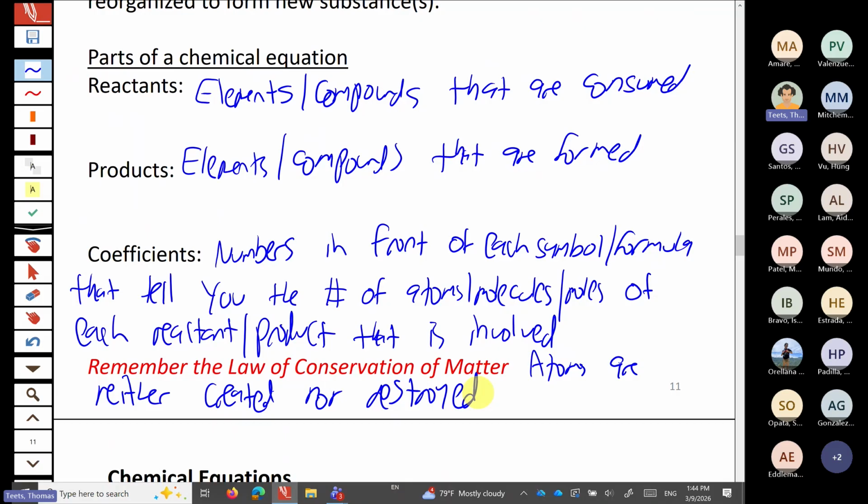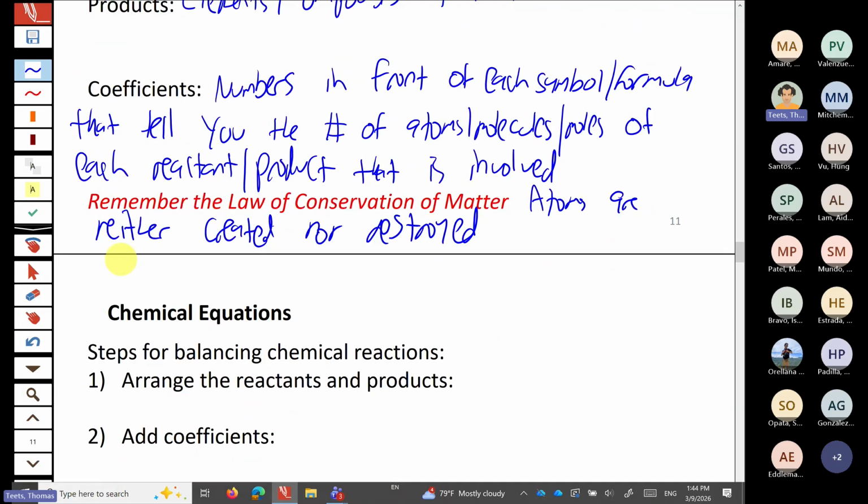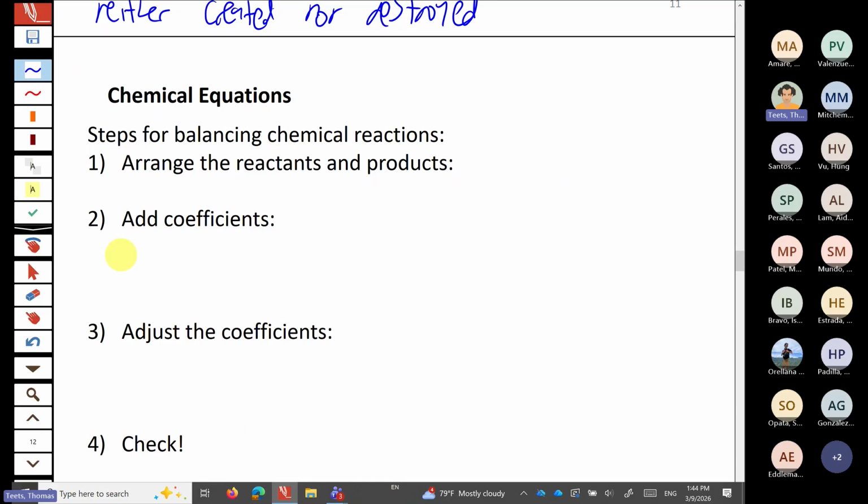So let's go through the steps to balancing a chemical equation. The first thing to do is to arrange the reactants and the products. Sometimes we'll give that to you and you just have to come up with the coefficients. Other times we will describe the chemical reaction to you and you have to then come up with the equation. So you're going to put reactants on the left, products on the right, separated by an arrow.